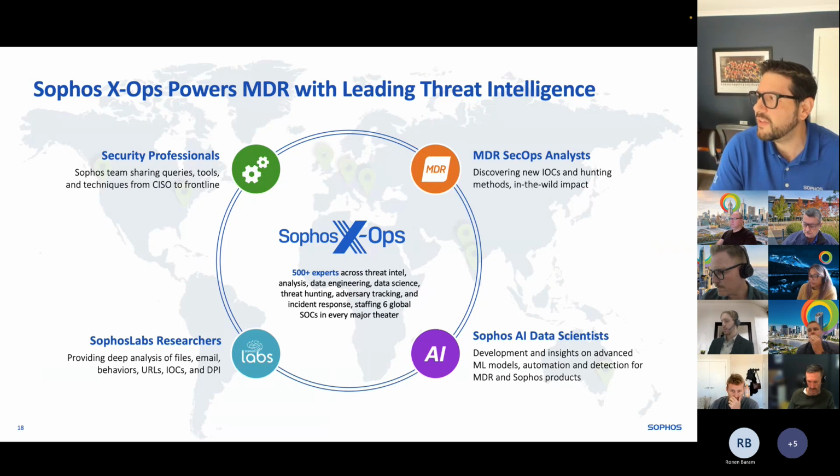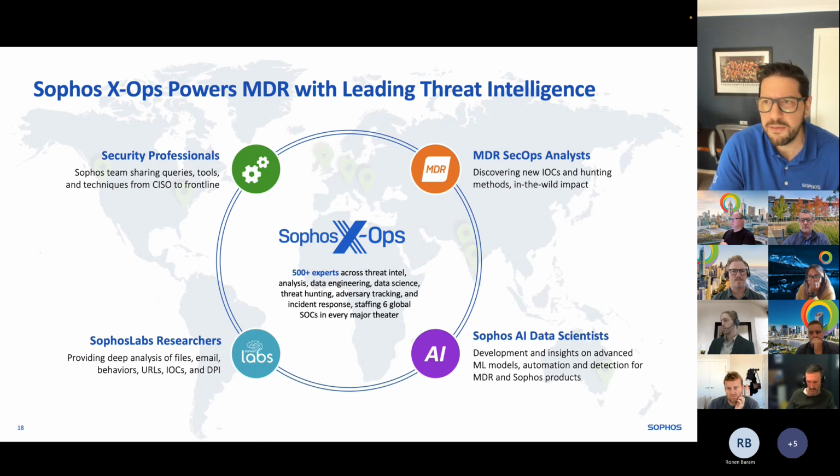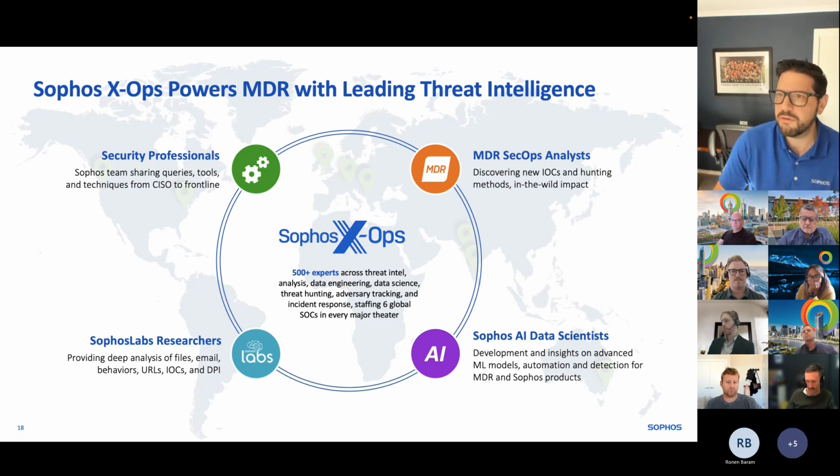So you've got the MDR SecOps analyst team, the people that sit there and pull apart all the code and work out what's going on. The data scientists that then write code to make it automatically stop things that were seen in the past. The researchers, and then the actual security professionals on top of all that. So that combined gives us a very, very big advantage. Imagine going to a customer and saying you're going to have 500 dedicated people making sure that nothing's missed in your network. It's a pretty big statement.